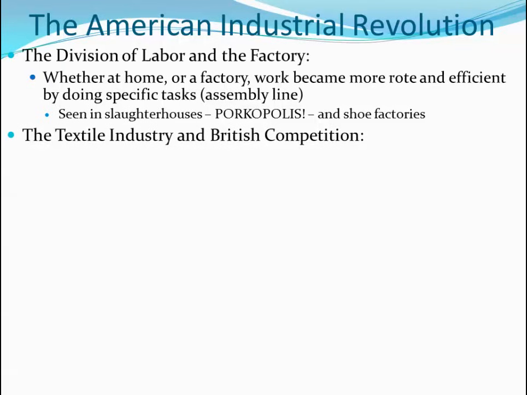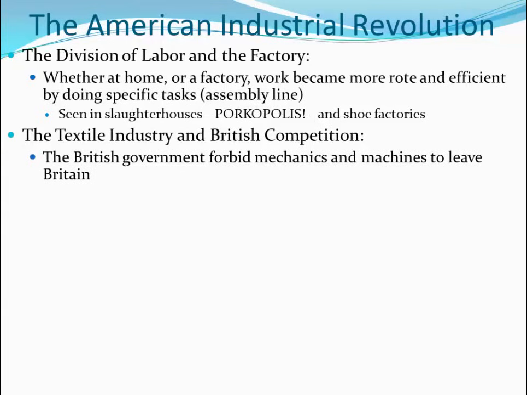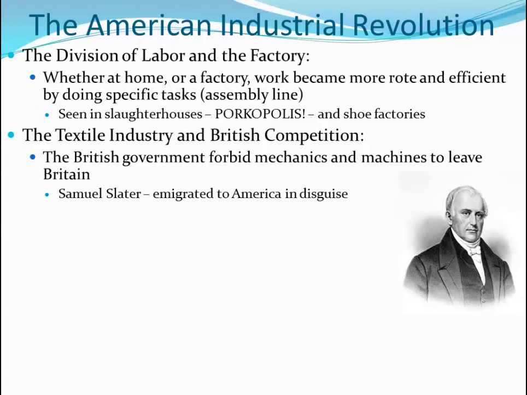Now, the British have control of most of the textile industry in the world at this time, and the British government forbade mechanics and machines to leave Britain. They did not want any other country to be able to use their ideas. Samuel Slater was a guy from Britain who emigrated to America in disguise. He dressed himself up and was able to sneak out of Great Britain. He memorized plans for a factory, and he is known as the father of the factory system in America because he memorized these plans, brought them to America, and then America began to use many of his ideas.